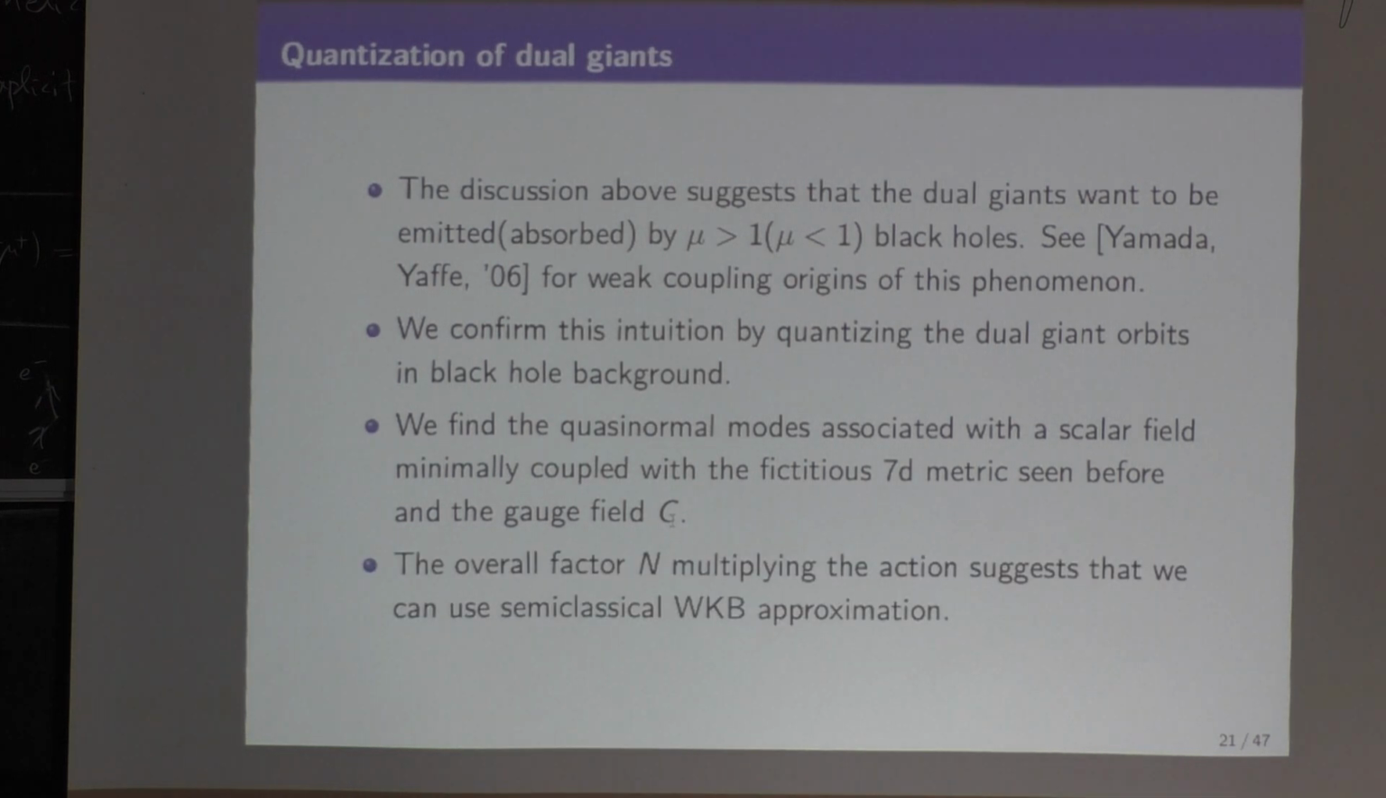Okay. Now there is an overall N factor multiplying the action which is coming from the tension of the D3 brane, and it suggests that we can use the semi-classical WKB approximation to find the quasi-normal modes. And basically we'll use the same intuition that if there is a change in the sign of the imaginary part of the quasi-normal mode, then there is an instability towards emission of these objects.